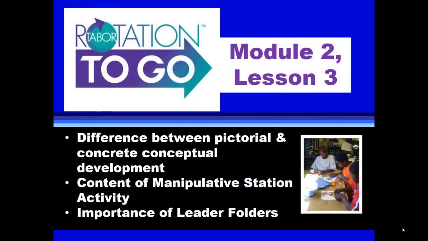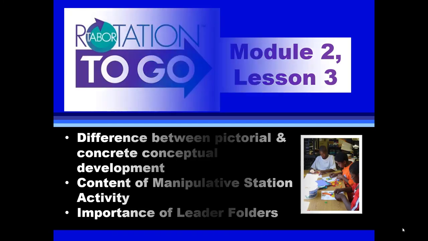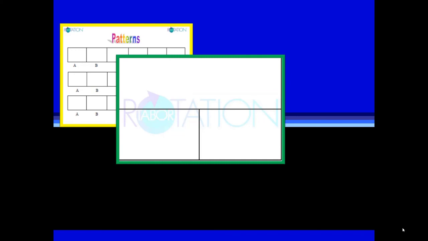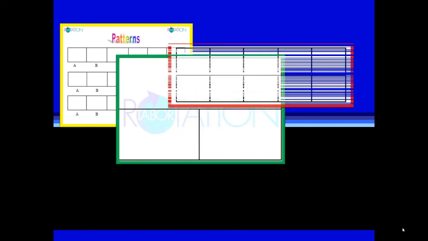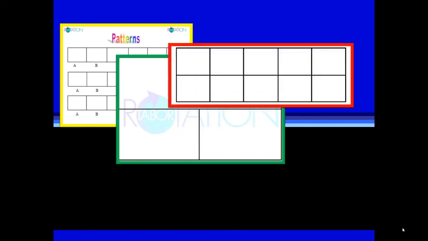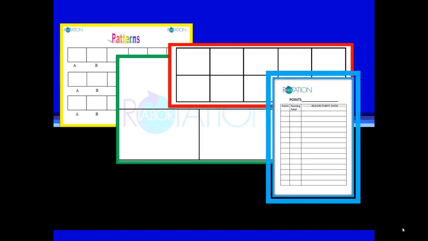For more about manipulatives, visit Module 2, Lesson 3 of the original Table Rotation to Go. You may want to include some of the free work mats that are available on glennatabor.com. There's a pattern work mat, a part whole work mat, 10 frames, and even a point sheet.